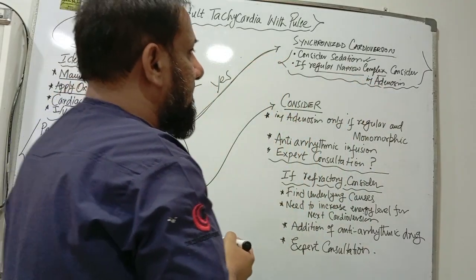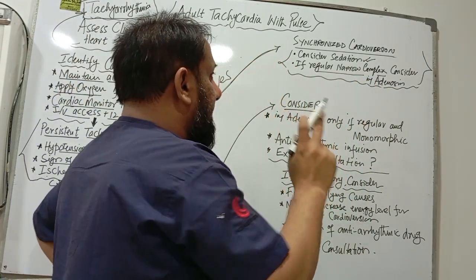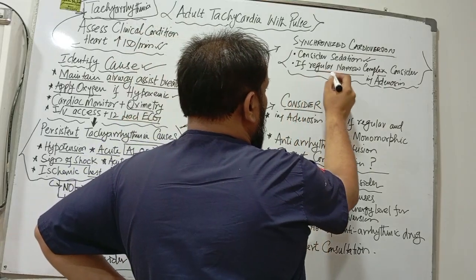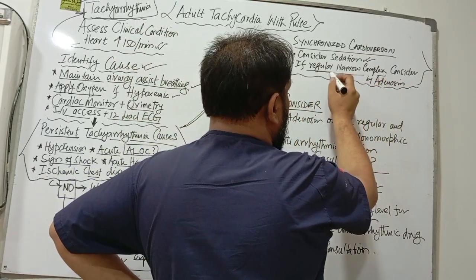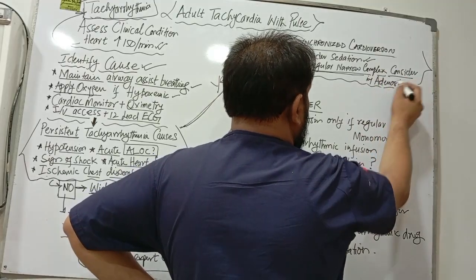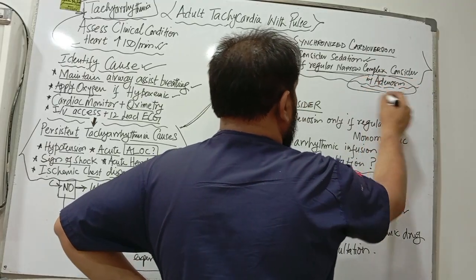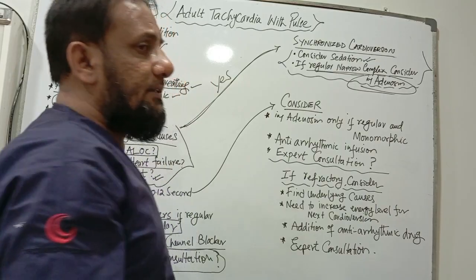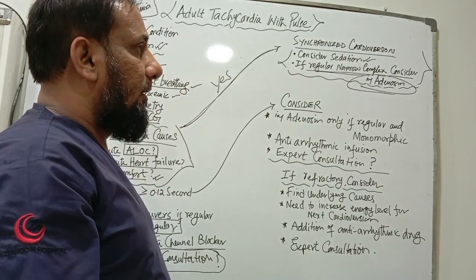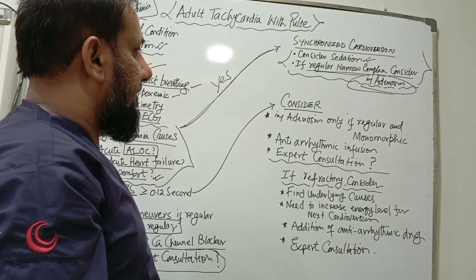Then, if regular narrow complex tachycardia, keep in mind, if it is regular narrow complex tachycardia, consider injection adenosine. Many brands are present in Pakistan, such as Adenocor. Okay, so you will give the adenosine.